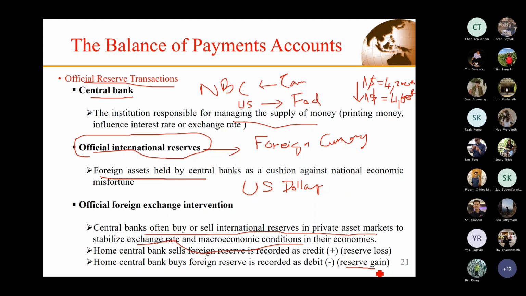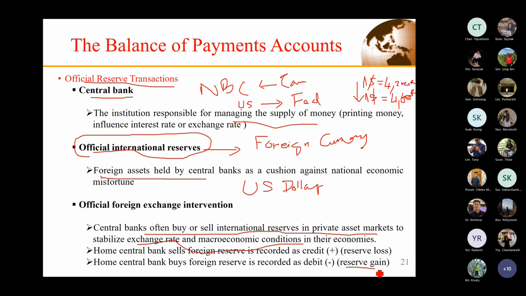Generally, you can think that when we buy the foreign reserve, you need to pay with something, right? In this case, you print your currency and use it to buy the US dollar, for example in the case of our NBC. In other words, we are losing our riel, but in return we get the US dollar.